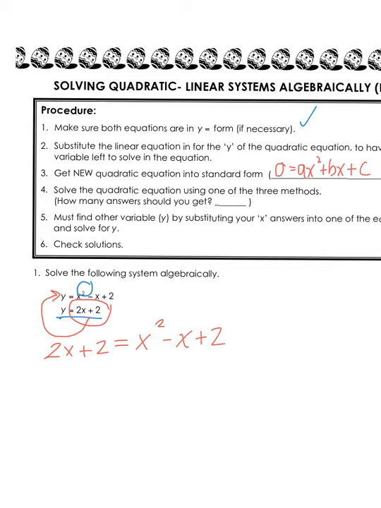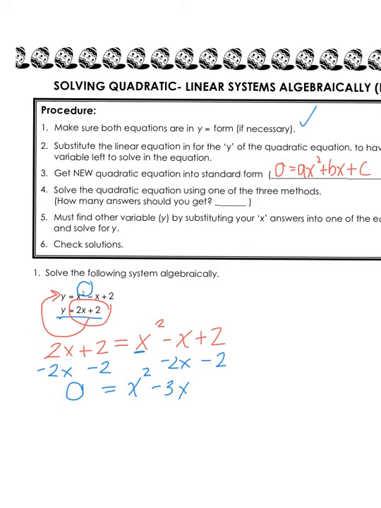I like when the x squared is positive, and since the x squared is positive right here, I'm going to keep it on that side. So I'm going to subtract 2x and I'm going to subtract 2. And get them lined up with their like terms. So I've got a 0 on this side. X squared stays x squared. This is going to be minus 3x. And positive 2 and negative 2 go away.